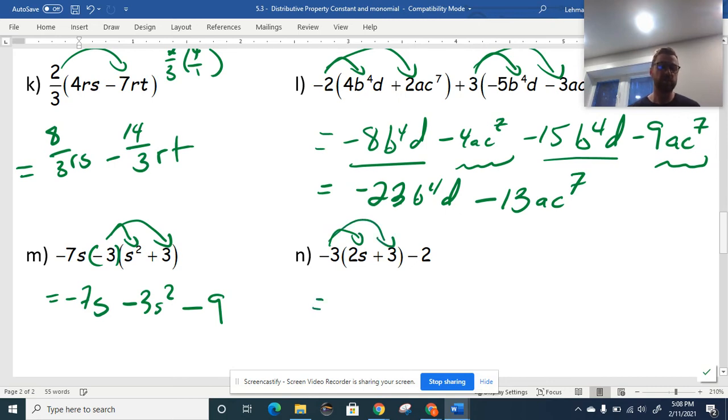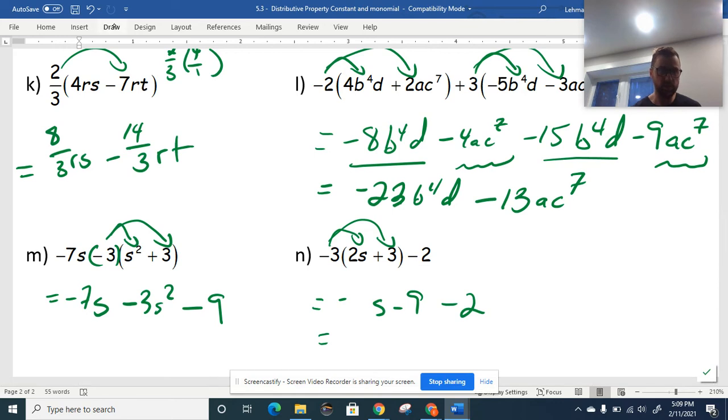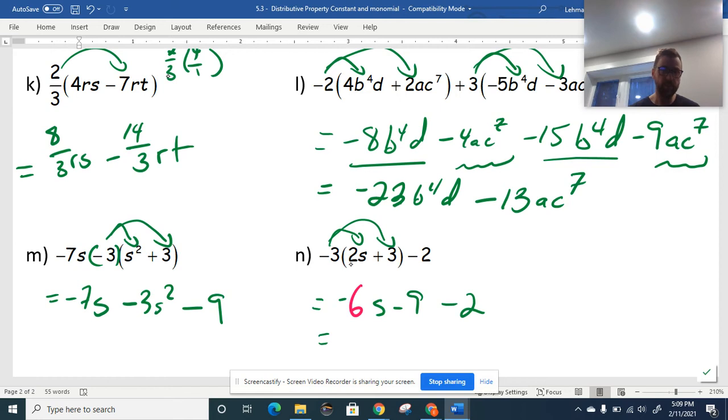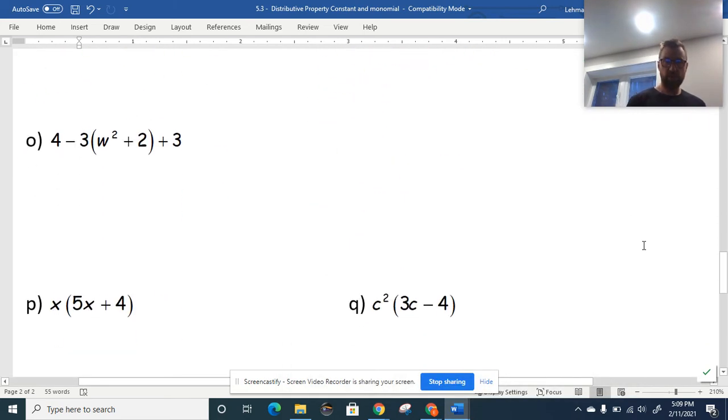Same deal here. We've got a negative 2 on the end, negative 3s minus 9. Minus 2, that negative 2 is just out there by itself. We can take this a step further. And we should also make sure we're not rushing and writing down the wrong numbers. That 3 times 2 is definitely 6, not 3. 3 times 3 is still 9. So we end up with negative 6s minus 11 because this negative 9 and negative 2 combines to be negative 11.